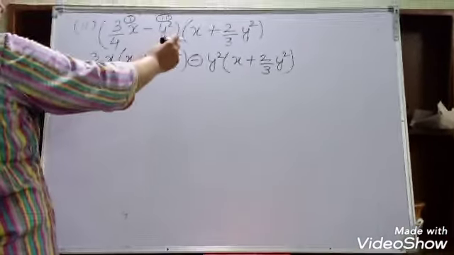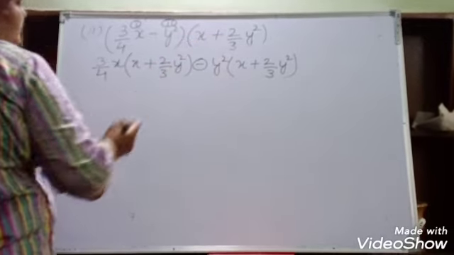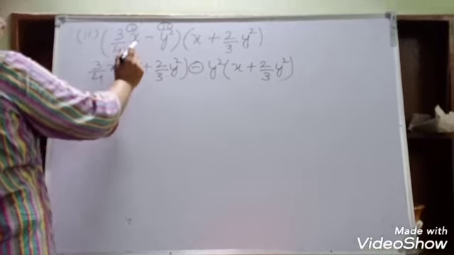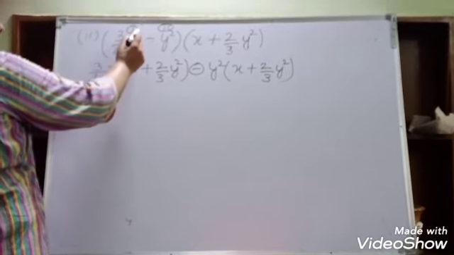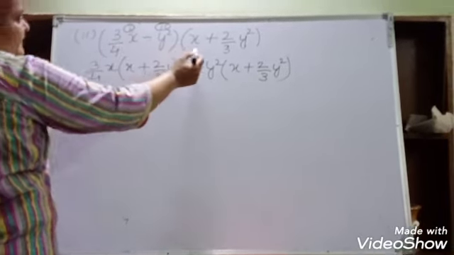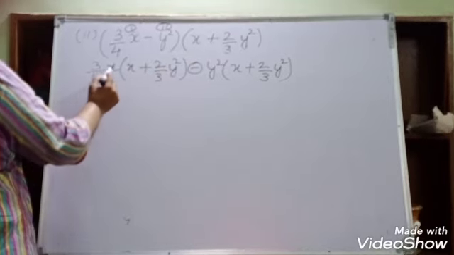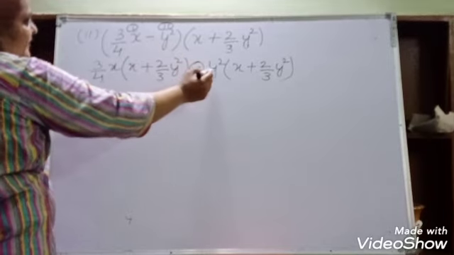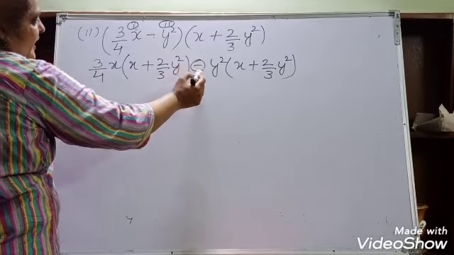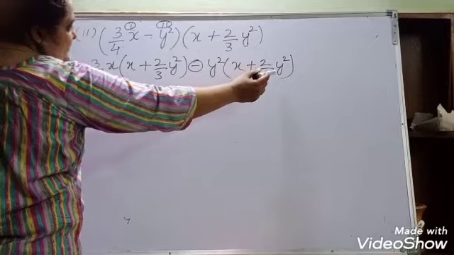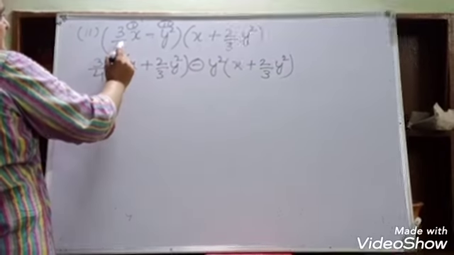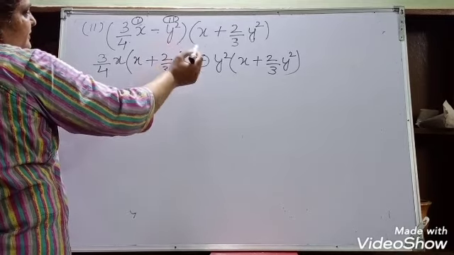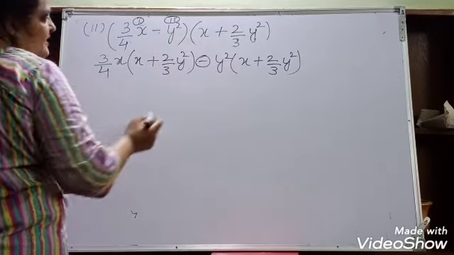3 over 4x minus y square into x plus 2 over 3 y square. Class, 3 over 4x, this is the first term of the first bracket. It is going to be multiplied with the entire second bracket, 3 over 4x into x plus 2 over 3 y square. Then write minus y square along with the sign and then the entire second bracket. So the first number is going to be multiplied by the entire second bracket, and again the second number will be multiplied with the second bracket.